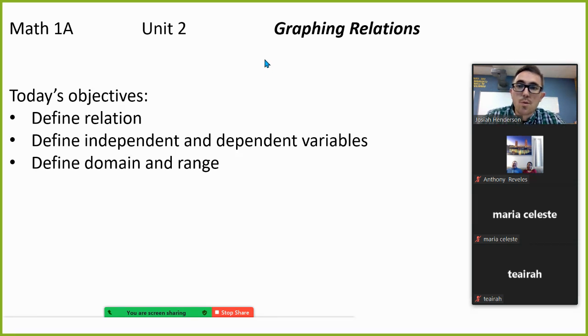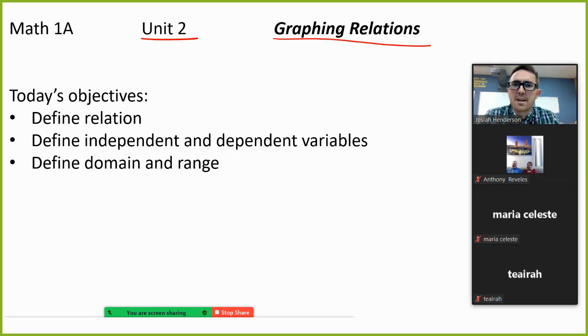Now, I just want to give you a warning. Today's lesson is a lot of definitions and vocabulary. But I thought it'd be good to just get this out of the way in the beginning. It'll give us hopefully a strong foundation for using these ideas in the later lessons next week. So, lesson one here for Unit 2 is called graphing relations.